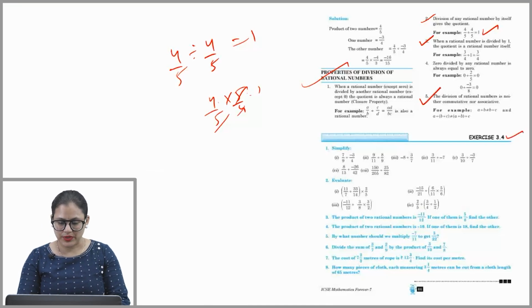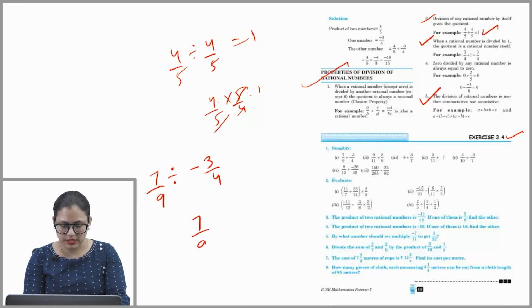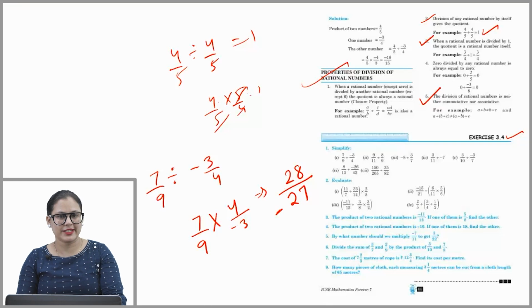Exercise 3.4. We have to simplify 7 by 9 divided by minus 3 by 4. 7 by 9 multiply 4 by minus 3. Okay. 7 into 4 is 28 and 3 into 9 is 27, minus, right?